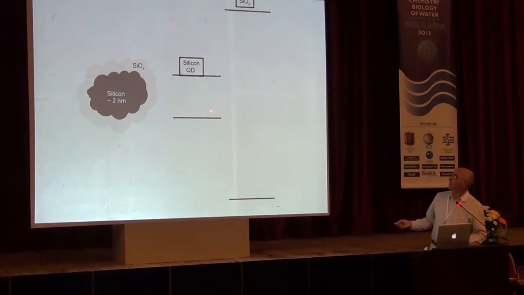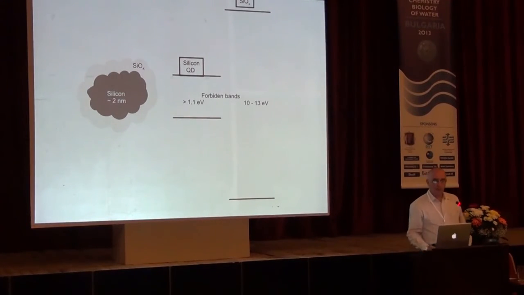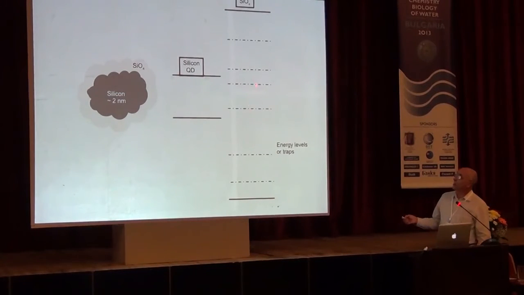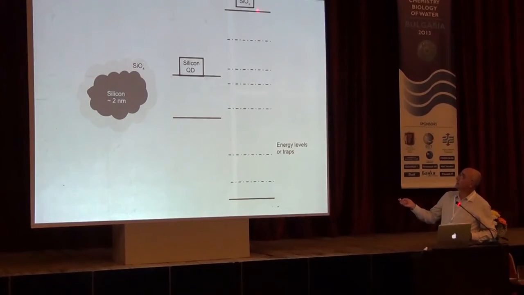I will represent here the quantum dots, the silicon, and the silicon oxide, the band gap here. The forbidden gap for this one is about 1 electron volt. For silicon oxide it is between 10 and 13 electron volts. And also, we have to consider that this system has a lot of defects or energy levels in between the conduction band and the valence band.